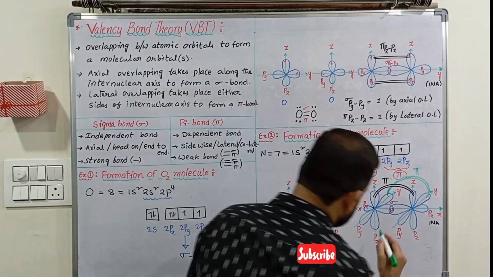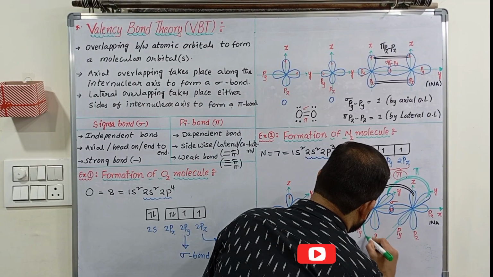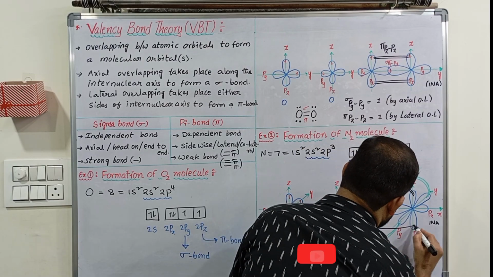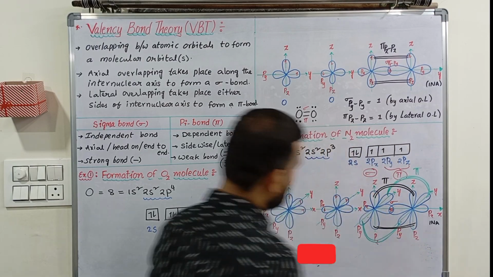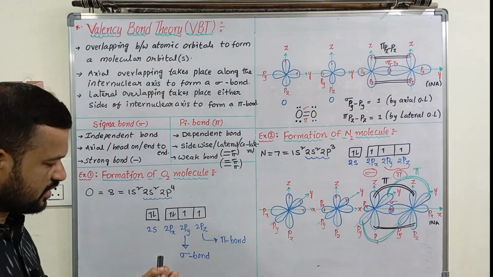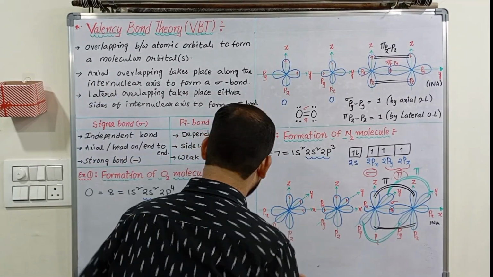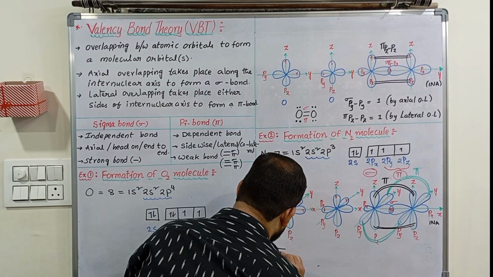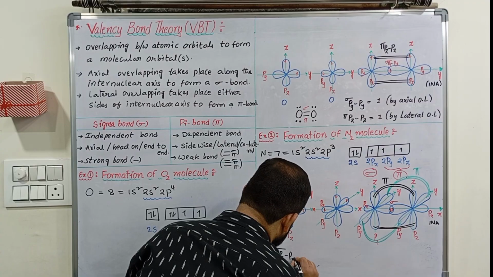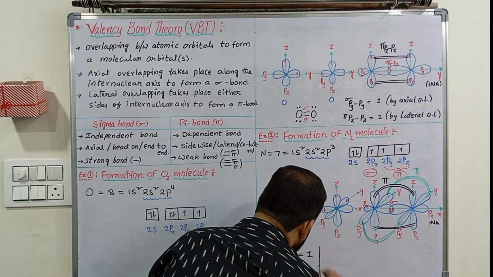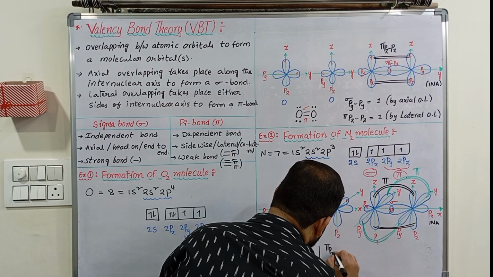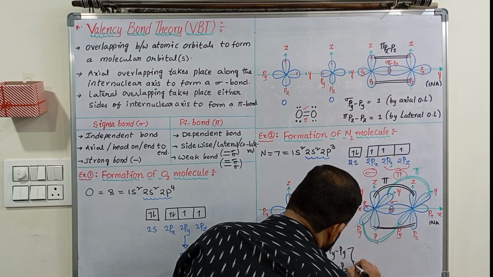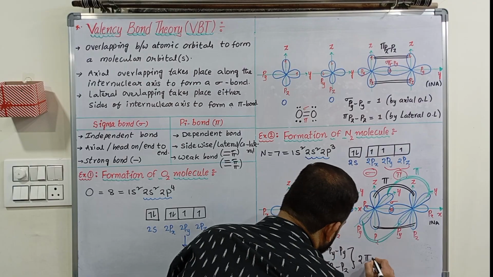So here also py, next to pz. Understand? So this is the formation of N2 molecule according to VBT. So here, how many sigma bonds are formed? One sigma bond, that is sigma px. How many pi bonds are formed here? Two pi bonds, that is py and pz, between pz and pz. So here two pi bonds are formed. One sigma, two pi bonds.